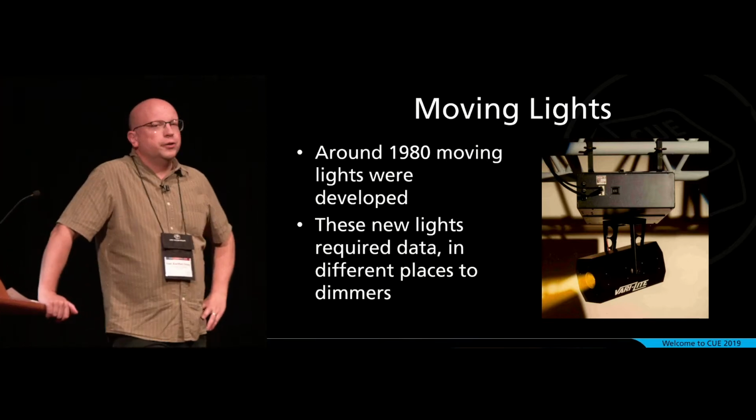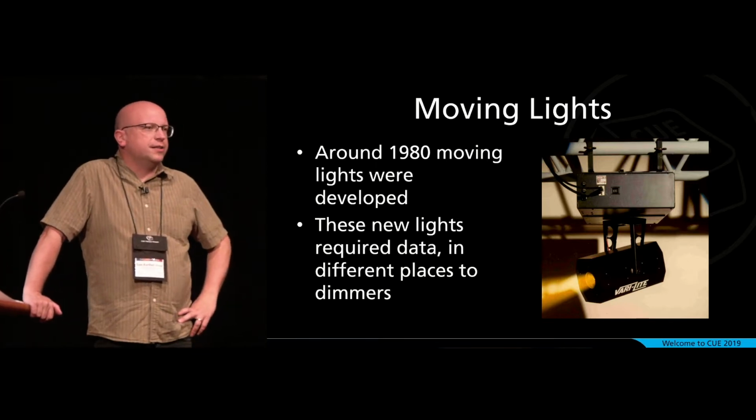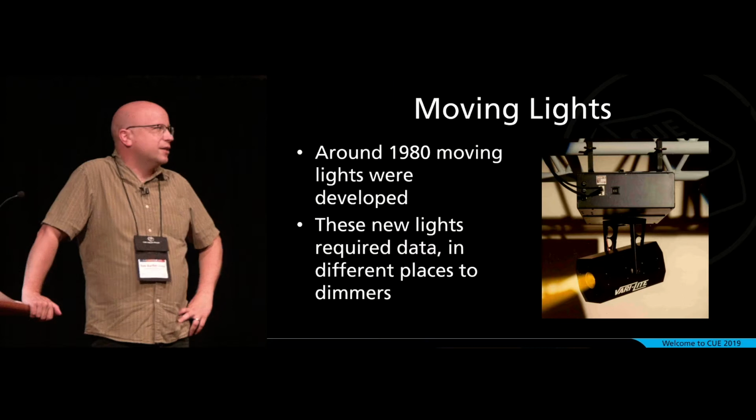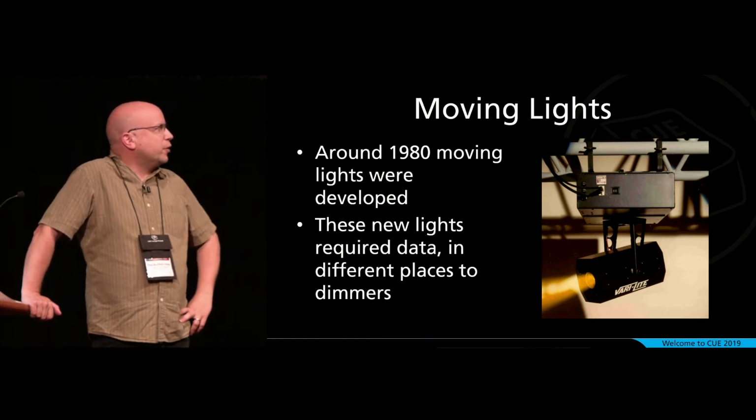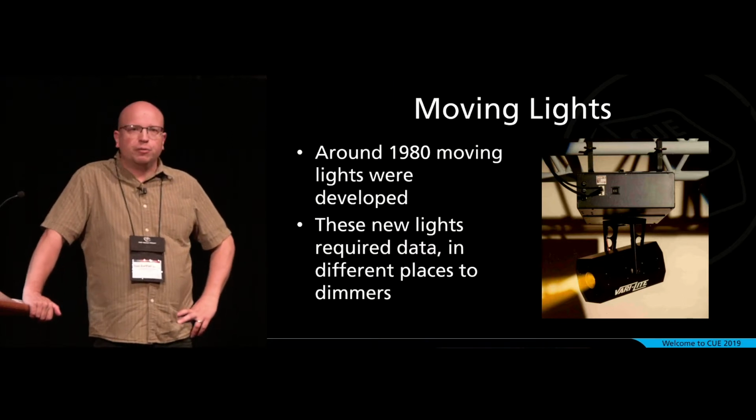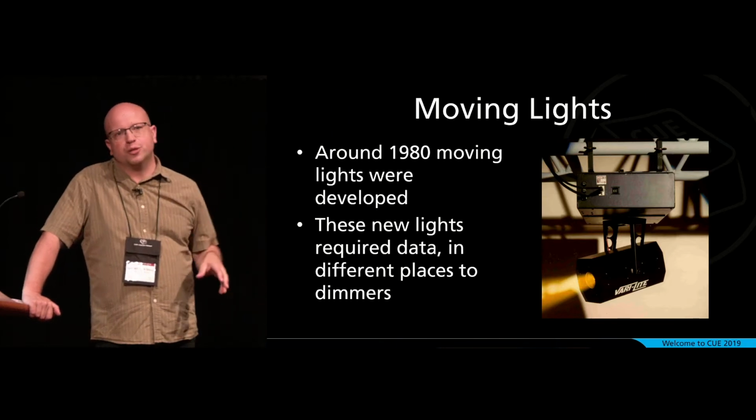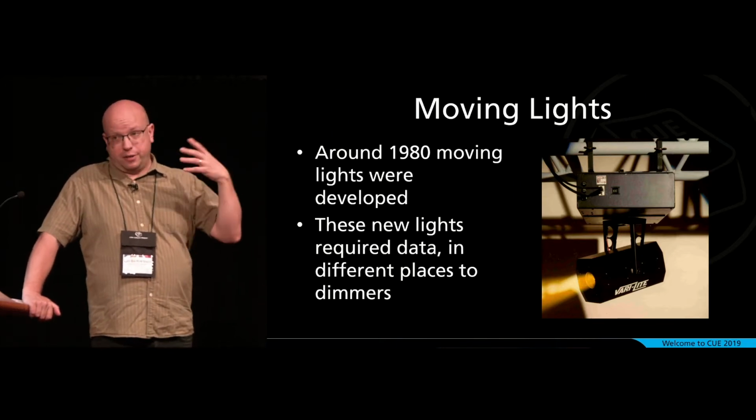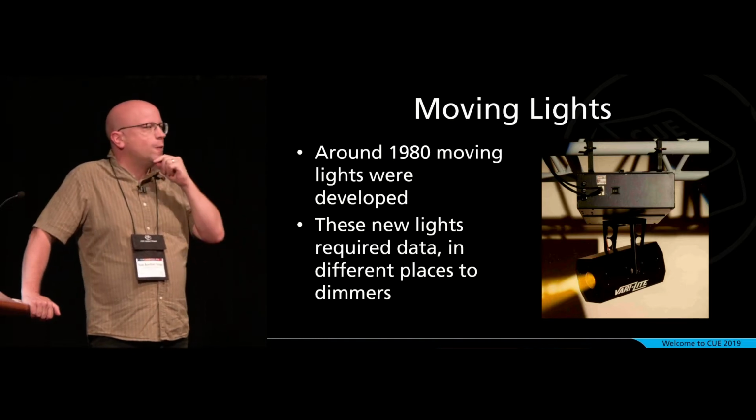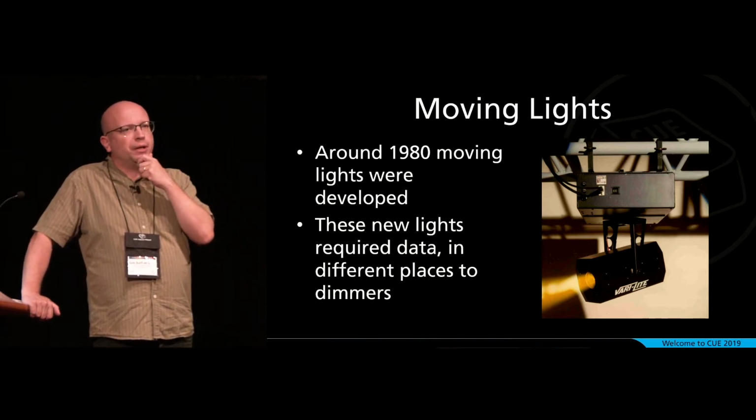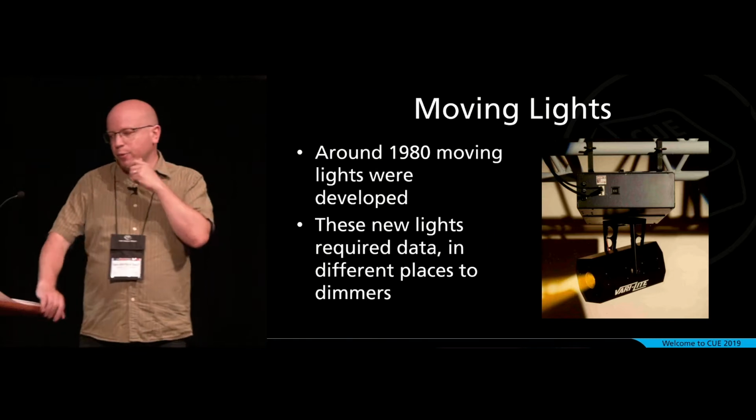So that was all well and good with dimmers. And then around the 80s, we started getting into moving lights. So now we've got additional things which are in different places to the dimmers, right? The dimmers are usually behind the stage or in a dimmer room somewhere. The moving lights are over the stage. So now we need our data in more than one place. We need data for the moving lights and we need data for the dimmers.